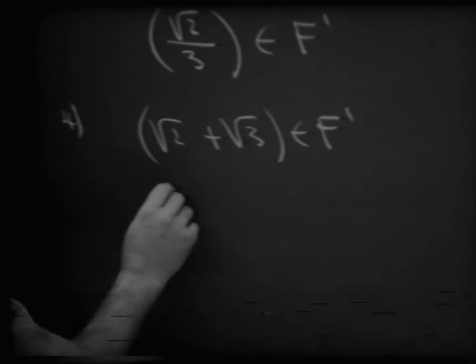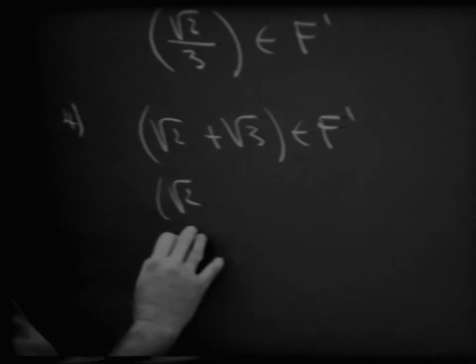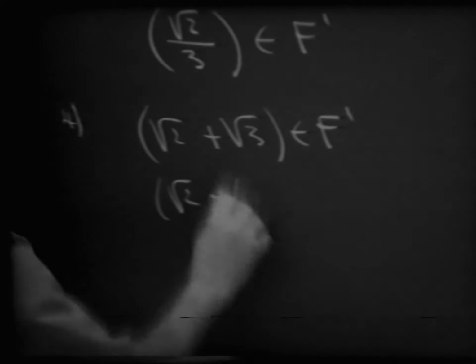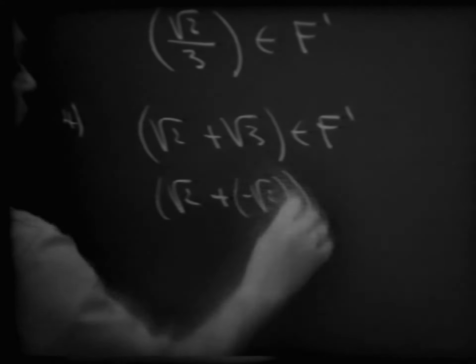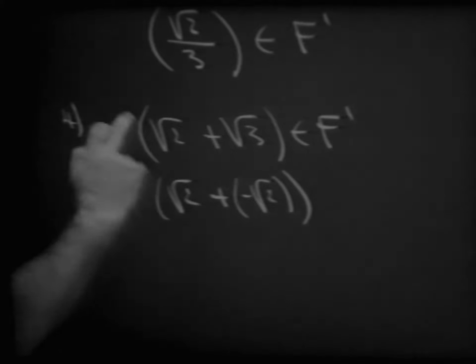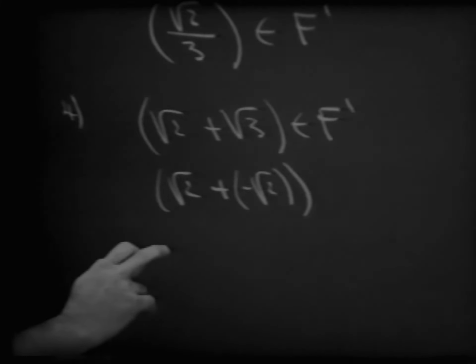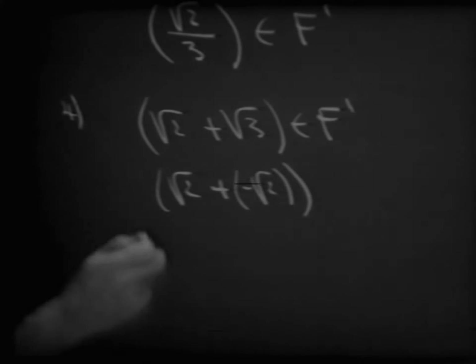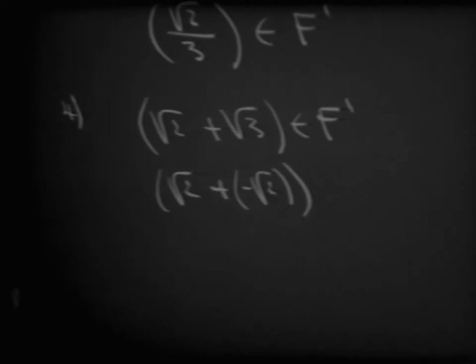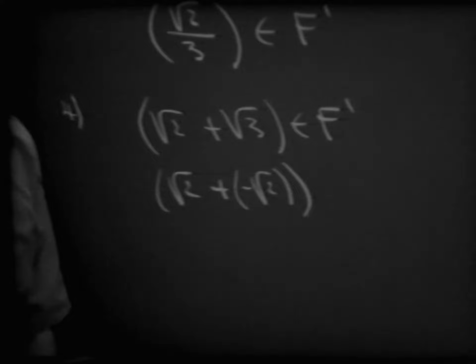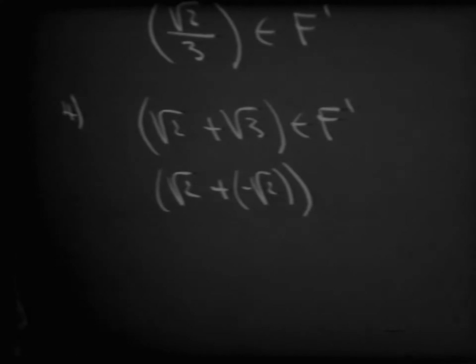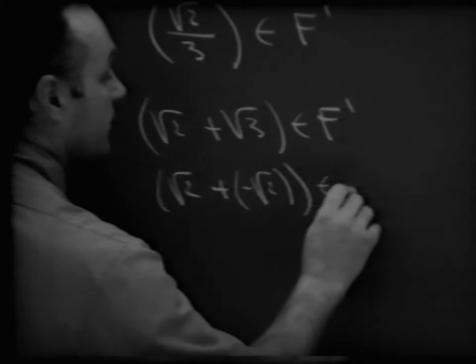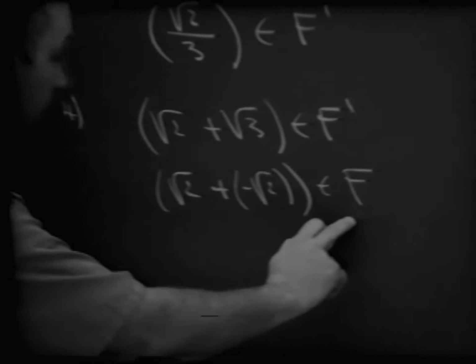Now, let me see if we can find an example. Suppose I were to add to root 2 the negative of root 2. Now root 2 plus a negative root 2 is what kind of number? That is equal to, of course, 0. And 0 is what kind of number? It's an integer, and therefore it certainly is rational. So here's a case where this belongs to f.